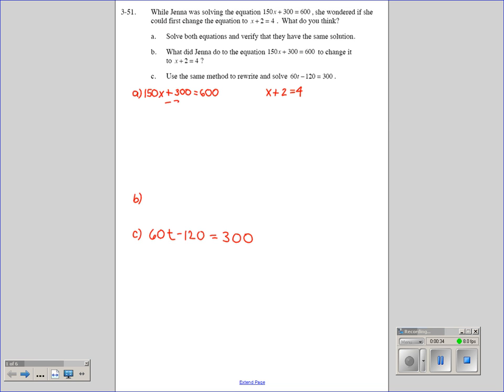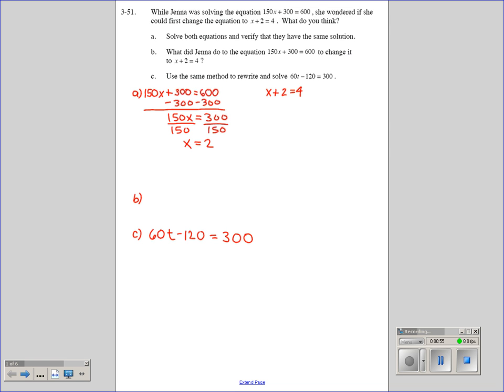So let's go ahead and solve our first one here. We're going to take away 300 from each side. We should have 150 times x equals 300. When we divide each side by 150, we're going to end up with x equals 2.